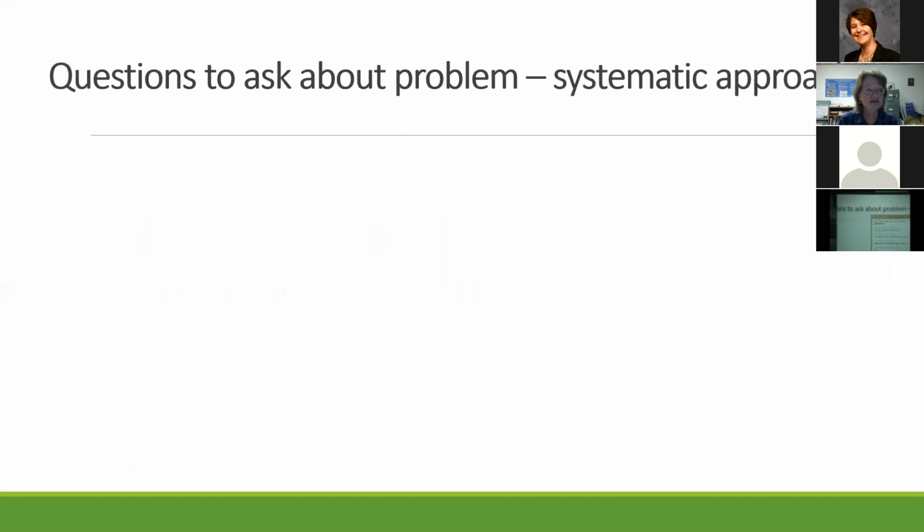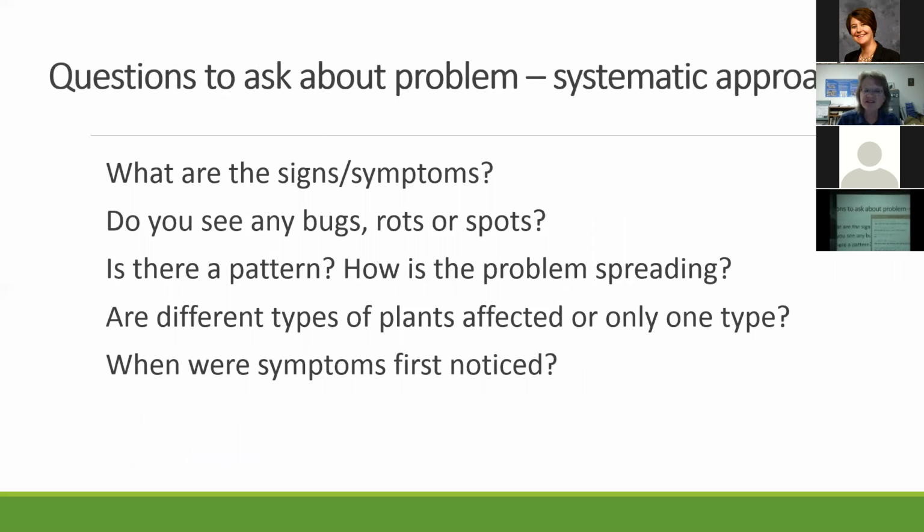Okay, questions to ask about the problem. Pretty soon I'm going to be getting to some good pictures here, but I want to get through the basics first. The systematic approach that's recommended in Diagnosing Plant Problems from Virginia. Obviously, what are the signs or symptoms, especially if somebody's calling you on the phone? What's happening to the plant? Why do you think something's wrong? What are you seeing? Browning, yellowing, spots, chewing. Do you actually see any insects, rots, or spots, as we call it on Backyard Farmer, bugs, rots, and spots? Is there any kind of a pattern to the damage?